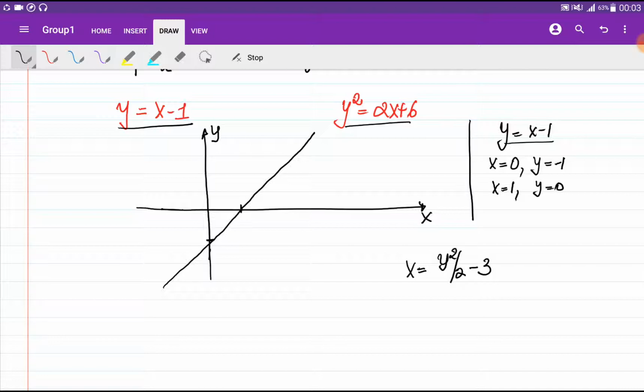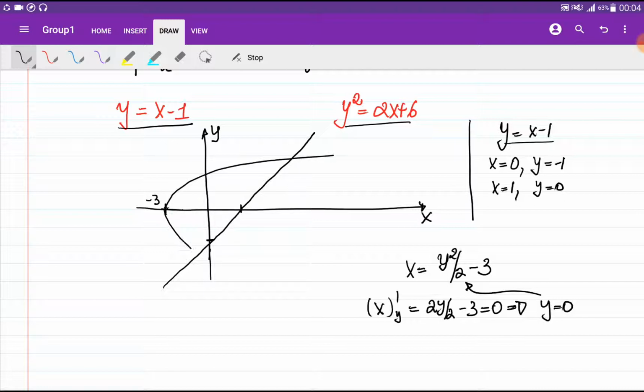If I would like to find the most left point, I just need to find the critical points here, right? But now, instead of taking the derivative with respect to x and equalizing this to 0, we'll take the derivative with respect to y and equalize this to 0. So the derivative of x with respect to y will be equal to 2y over 2, which is y. By equalizing this to 0, we figure out that y is equal to 0. So the y coordinate of the critical point is 0, and the x coordinate will be equal to minus 3. So the most left point will be here, minus 3, and this curve will look roughly like this, right?